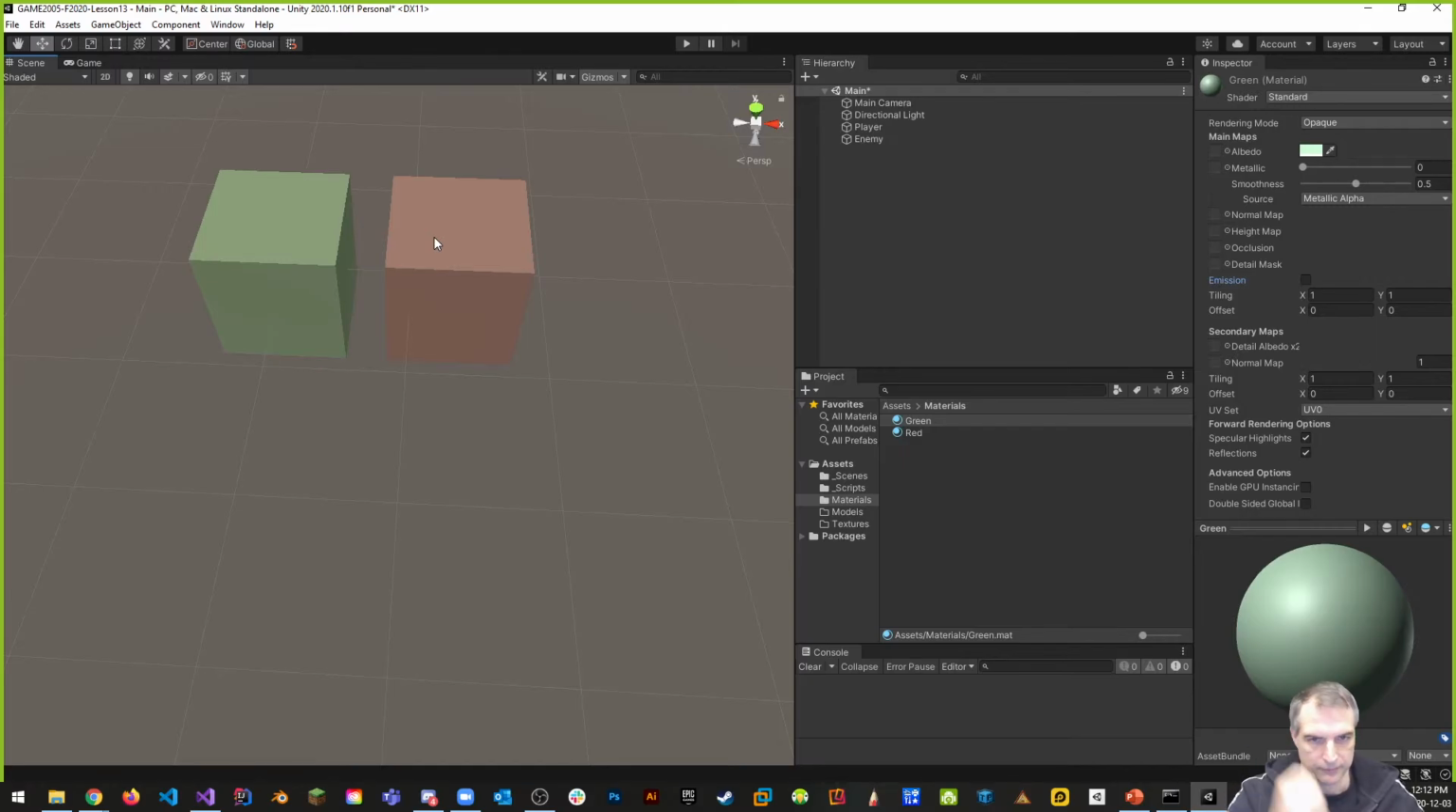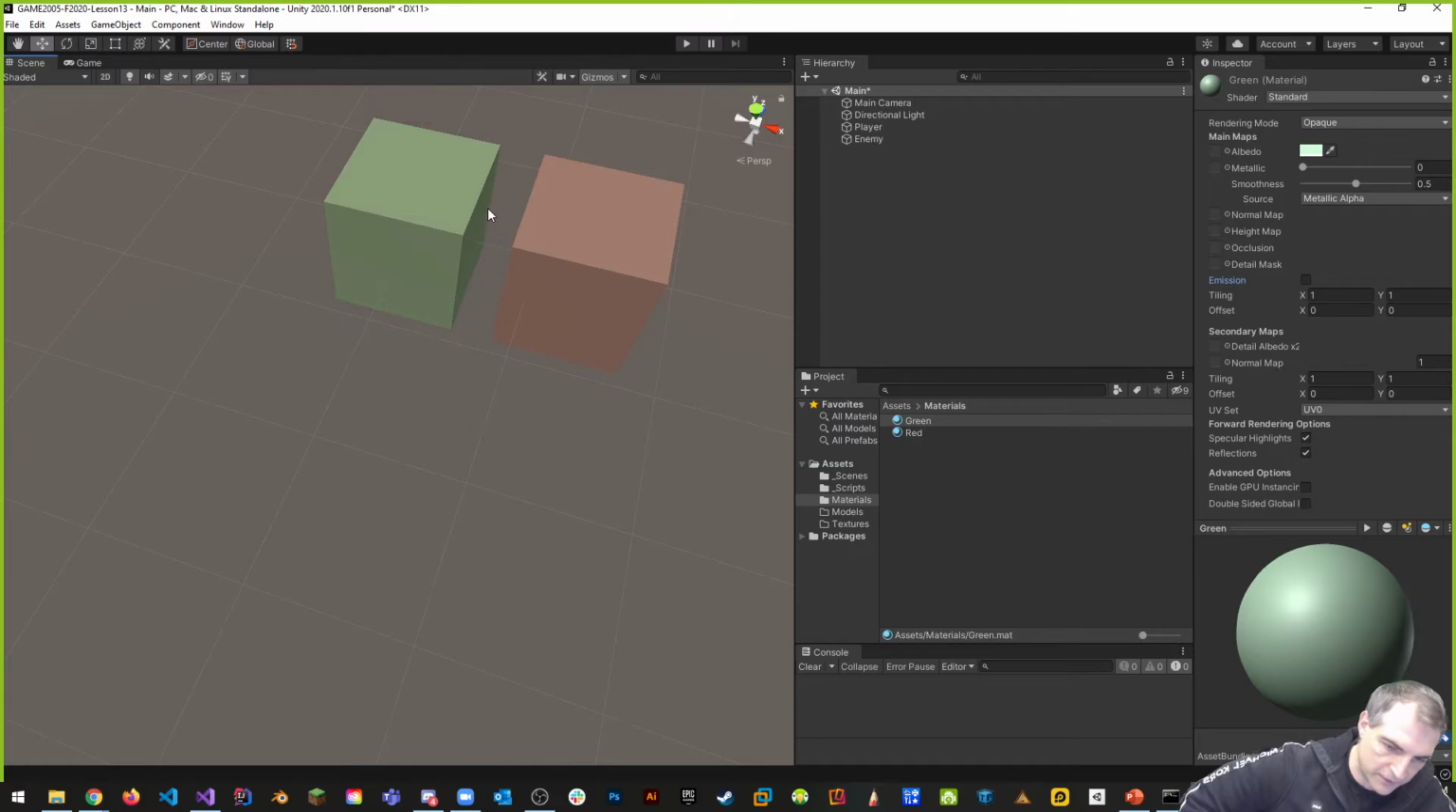Not if it's unlit. If you choose an unlit material, it'll look different than something that's lit. This is a lit material. Even though it's not casting shadows or receiving shadows, it's still got this darker face because of the material type.